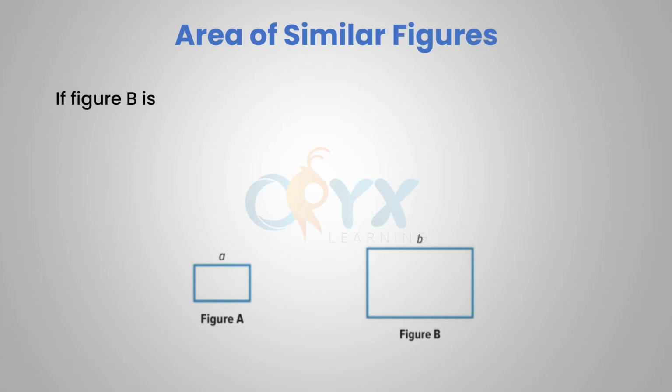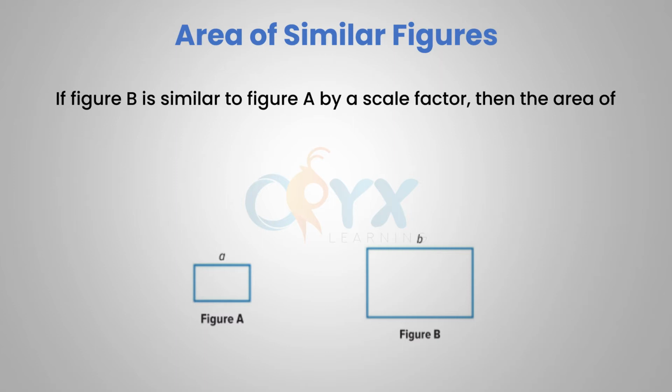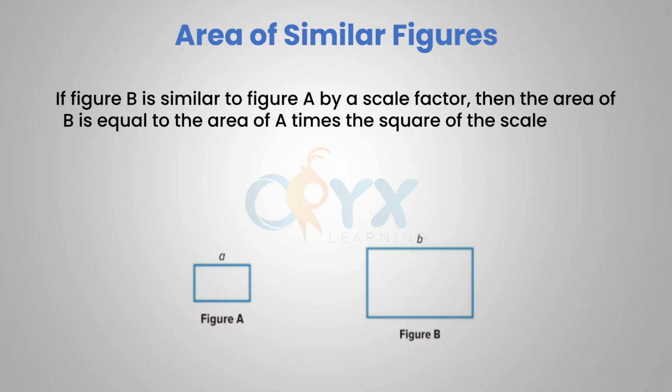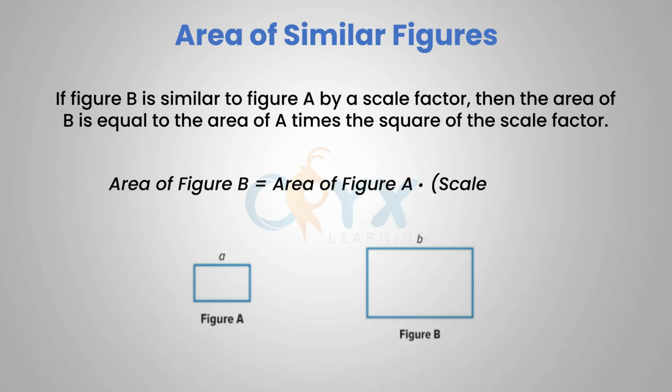If figure B is similar to figure A by a scale factor, then the area of B is equal to the area of A times the square of the scale factor. So the area of figure B equals the area of figure A times the scale factor squared.